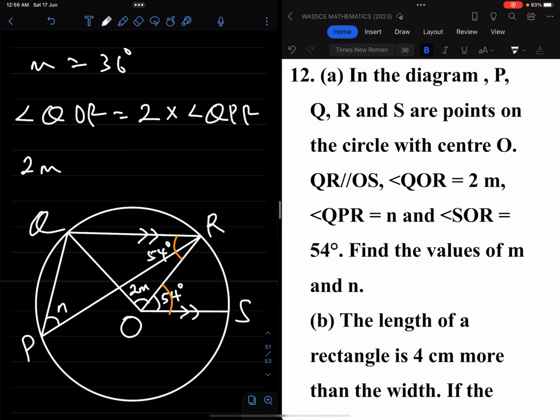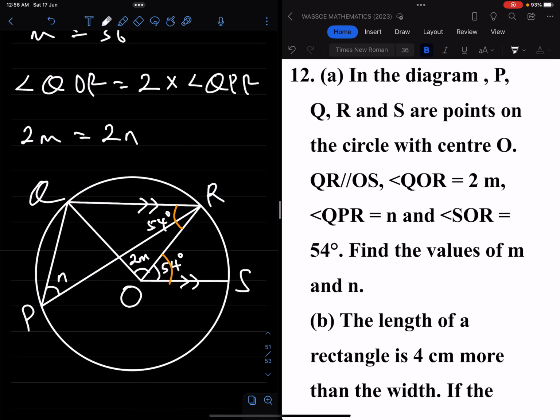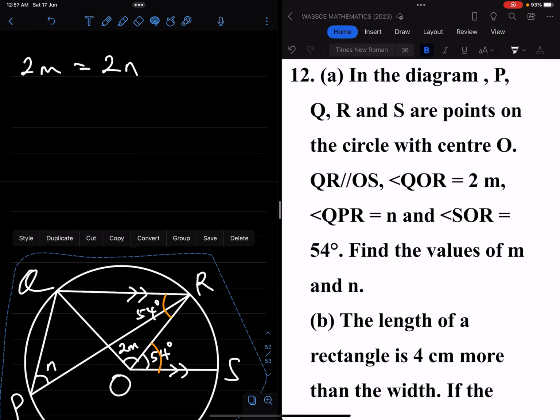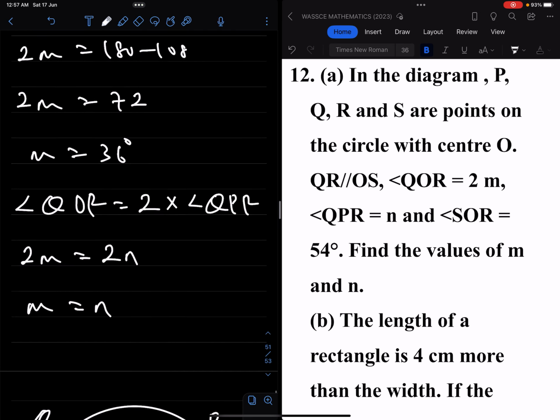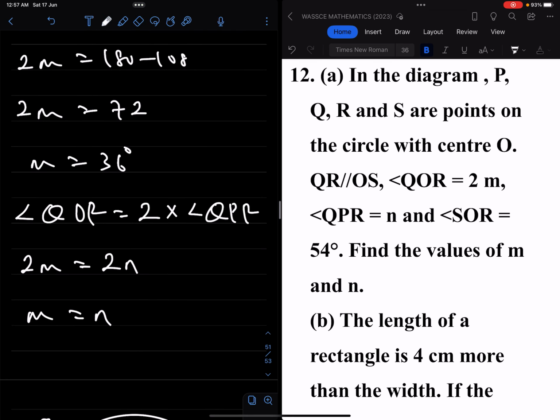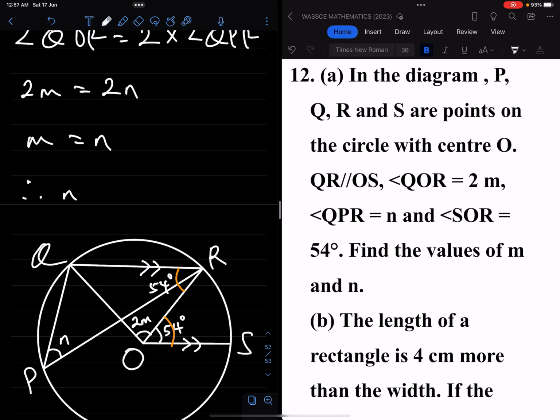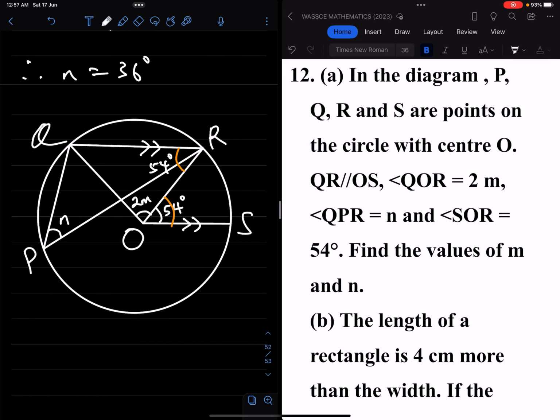That therefore means 2M, which is angle QOR, equals 2 times N, which is 2N, since N is angle QPR. If 2M is equal to 2N, that simply means M is equal to N, and I already know M is 36 degrees, therefore N is also 36 degrees. And that's the answer, very, very simply.